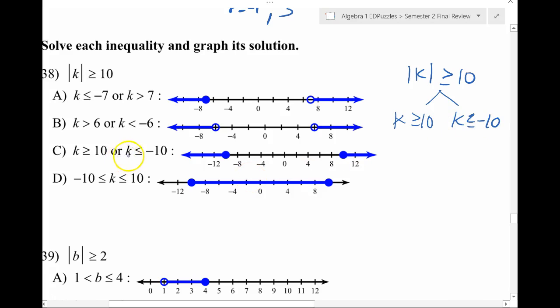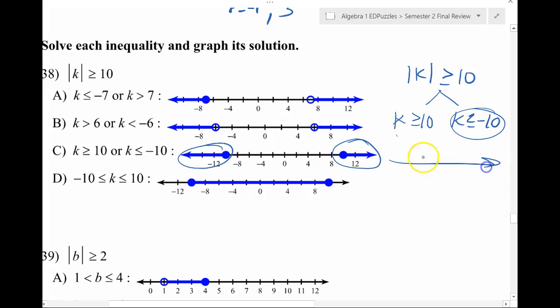It's a little bit harder to look over here. You could just match it up, but if you're not looking carefully, it could be C or D. So what's going to tell you the difference is the graph in this case. k is greater than 10, that is this portion of the graph here. And k is less than negative 10, that's this portion of the graph here.